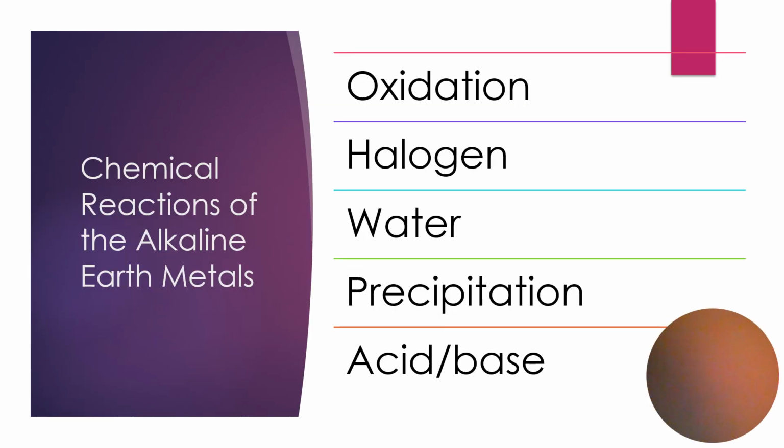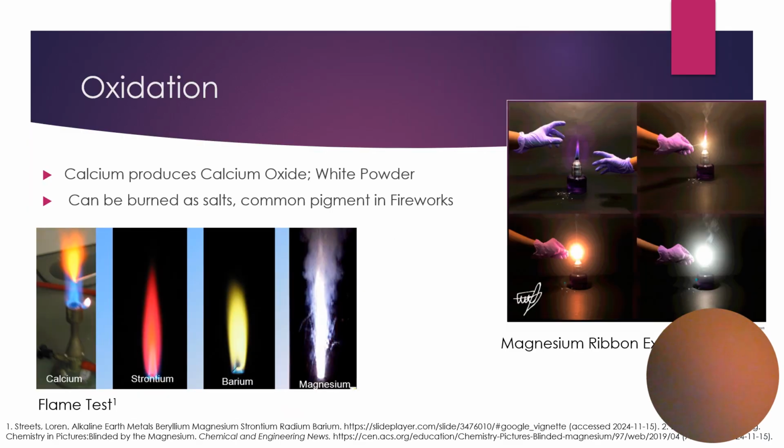So let's take a look at the chemical reactions that are relevant to the alkaline earth metals. Some of these include oxidation, halogen reactions, reactions with water, precipitation reactions, and acid-base reactions. So first up, we'll take a look at oxidation reactions.